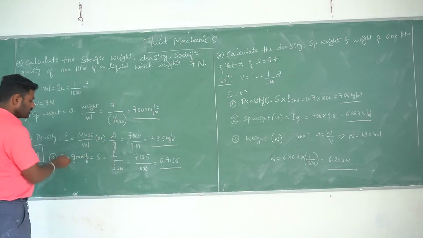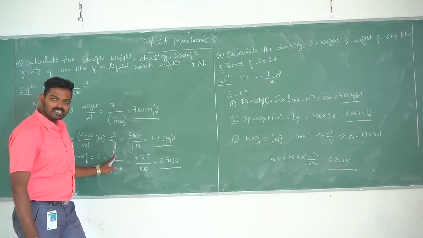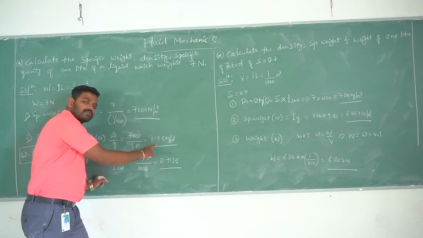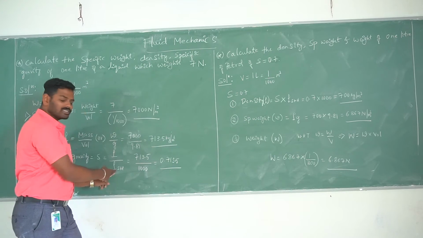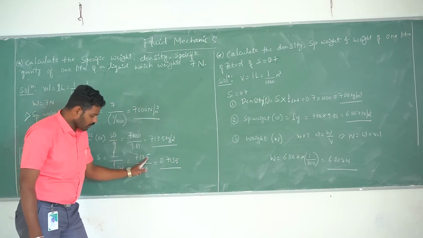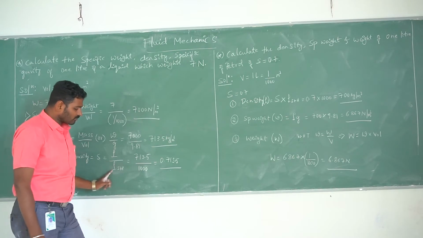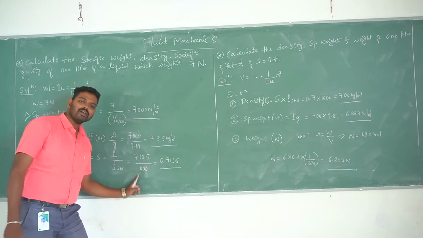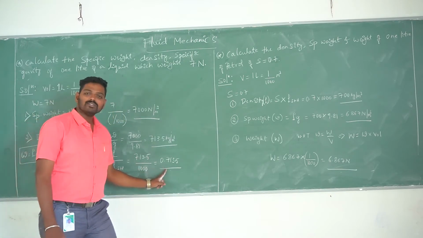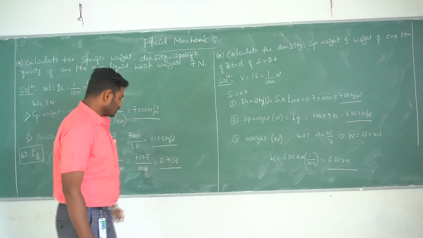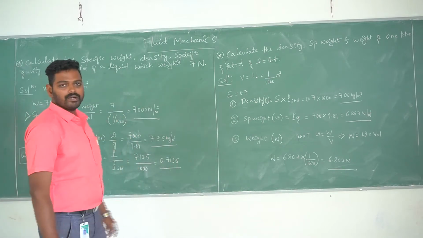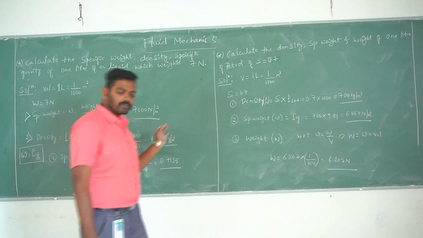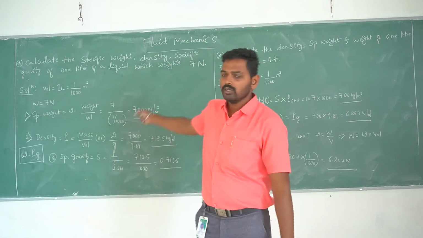Then the specific gravity. Specific gravity is the ratio of mass density of the fluid by mass density of the standard fluid. The mass density of the fluid we have calculated as 713.5 kg per meter cube, and the standard fluid is water, whose mass density is 1000 kg per meter cube. So 713.5 kg per meter cube by 1000 kg per meter cube, then you will get 0.7135, which is the specific gravity of that particular fluid. So this is the third question. This is the way you can find the primary properties in a numerical question.